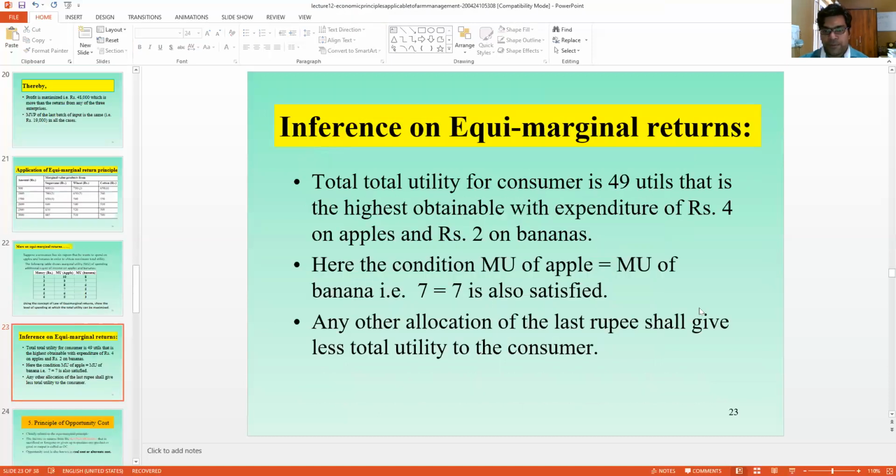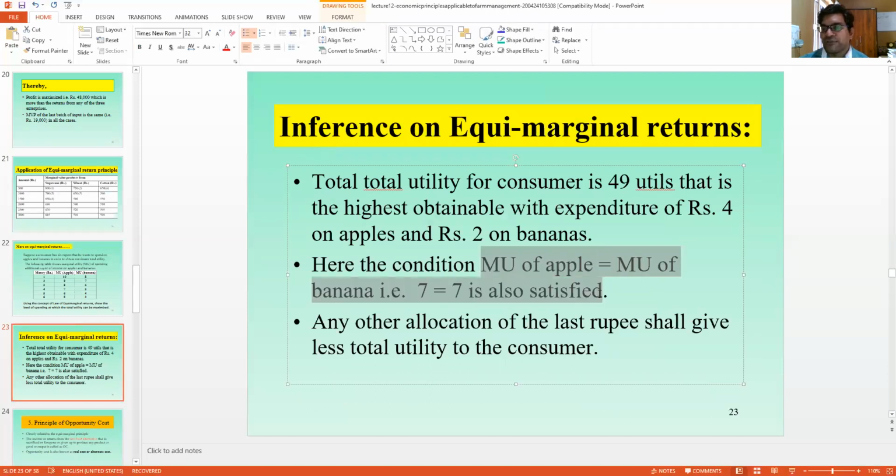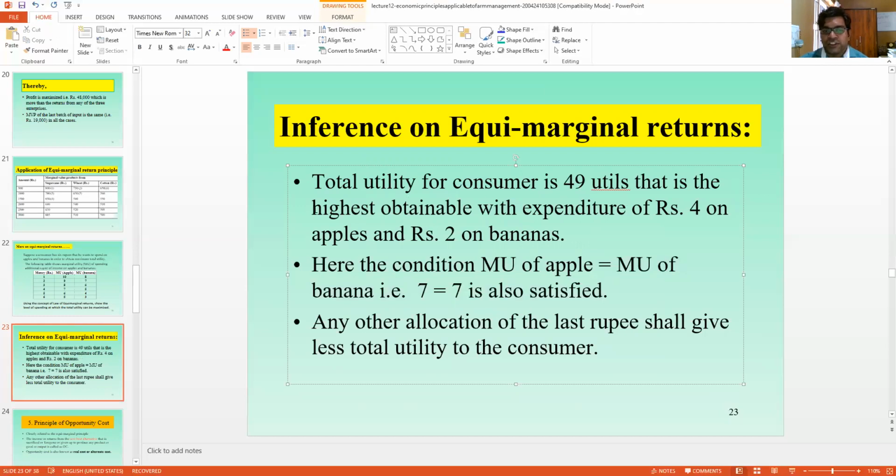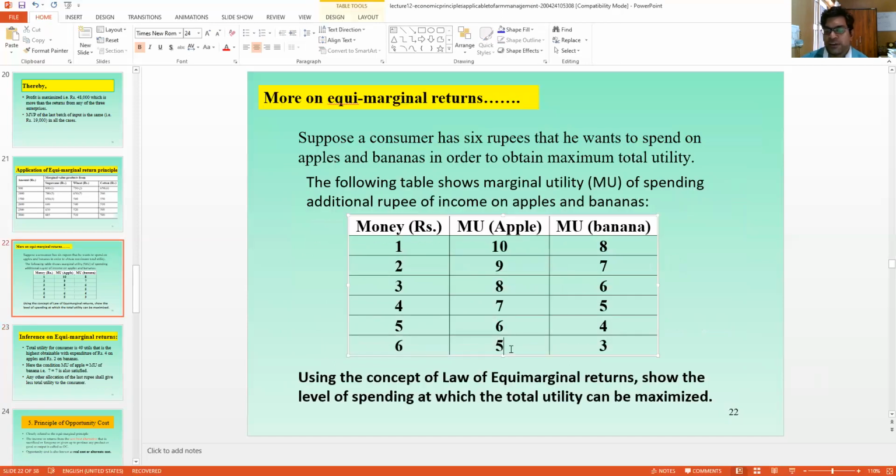Now you see, the condition of MU of apple equal to MU of banana is also satisfied, right? So the total utility of the consumer is 49 utils. This is the highest obtainable utility which the consumer can obtain by spending rupees 4 on apples and 2 on bananas. So any other allocation of the last rupee will give less utility to the consumer. For example, this is the last rupee, 6 rupees. If he is allocating on apple, he'll be getting 6 or 5. If he is allocating on banana, he can get only 6, 5, 4, right?